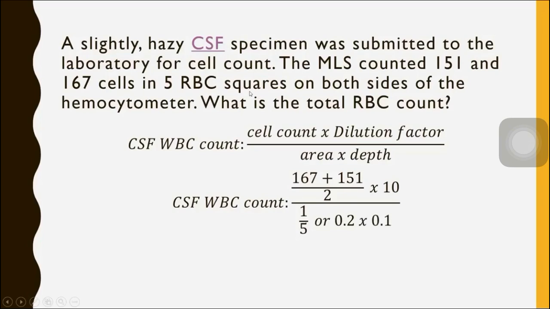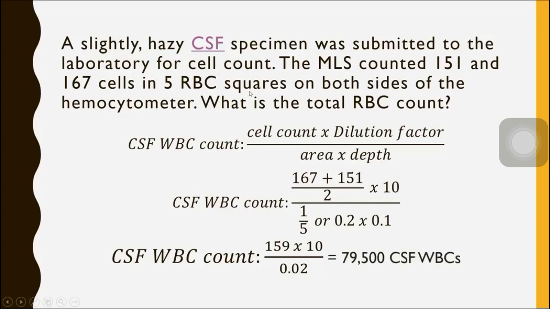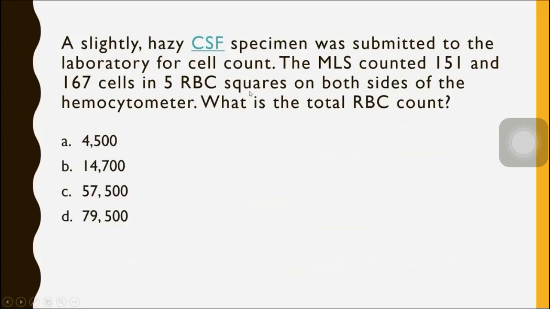So the CSF count is 159 times 10 over 0.02. The answer is 79,500 CSF RBCs. Okay, so the answer is letter B. Again, this is very important because tinatanong to sa ASCP examination natin.